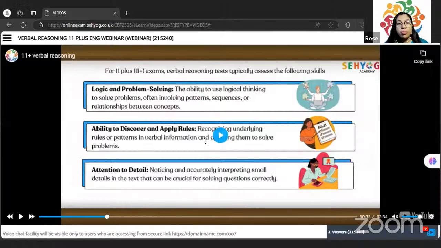About the logic and problem solving. Is that the logic here? We apply certain logic whenever I see a sequence, whenever I see a pattern, whenever I see a word and I have to find out its synonym and its antonym as well, then I have to apply some logic.